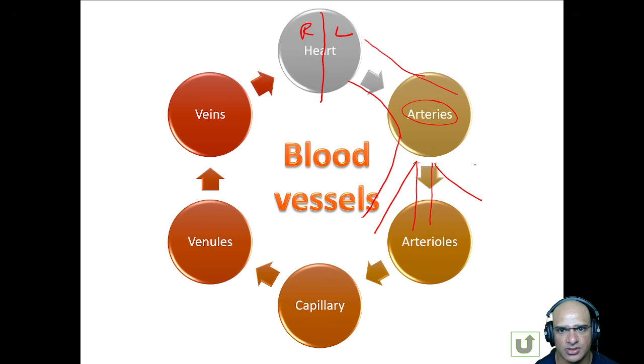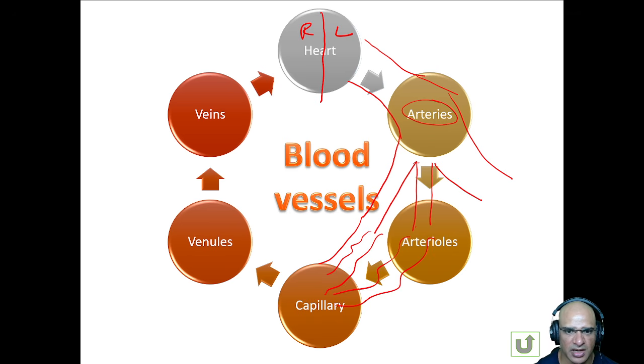These arteries branch out into smaller pipes like this, called arterioles. These arterioles branch out into many very thin pipes called capillaries, as we mentioned here. So the oxygen rich blood is being transported to the arteries, then to the arterioles, and then to the capillaries.